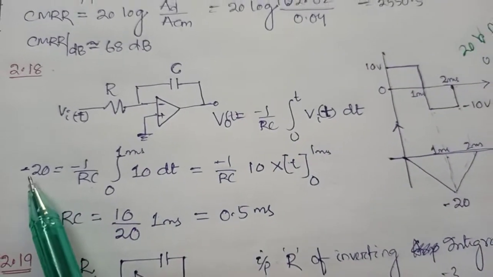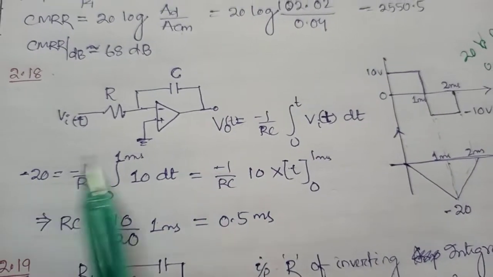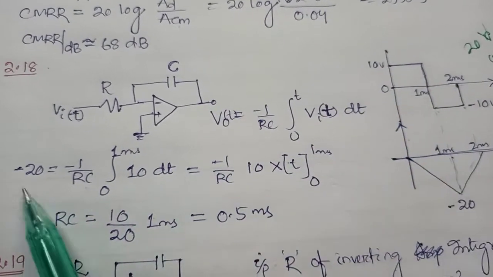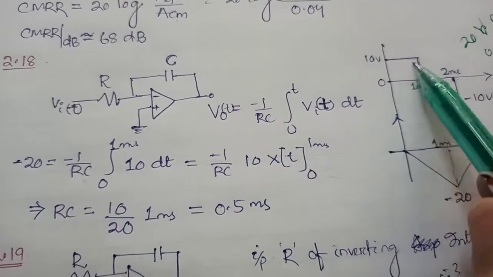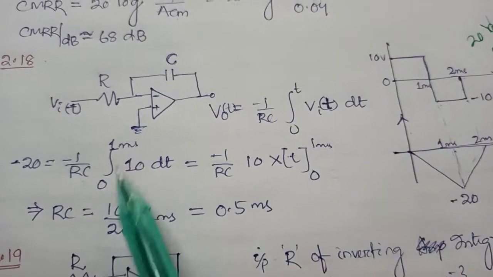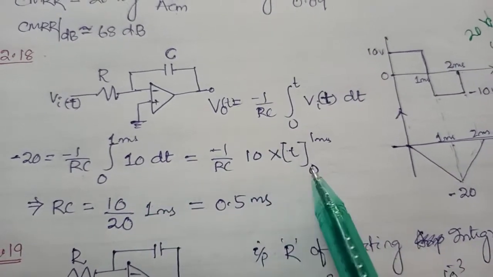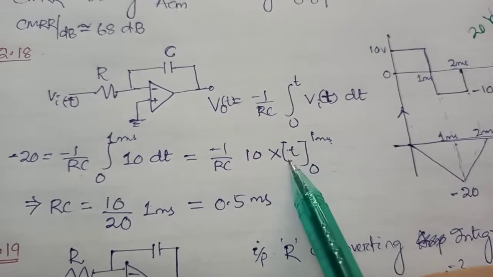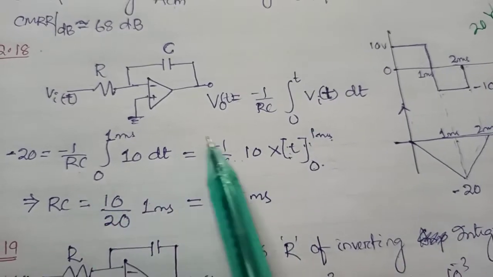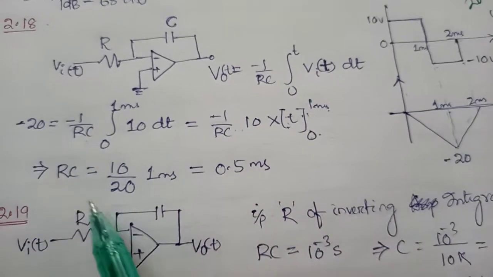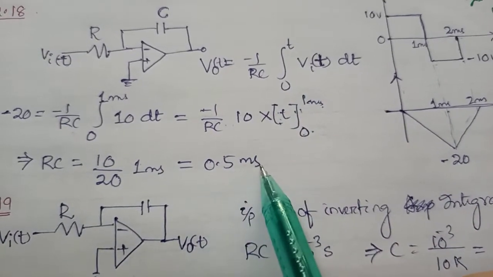You see, it is given the output is 20 volt, that is minus 20 volt, and the input is 10, so minus 20 equals minus 1 by RC integration 0 to 1. I am taking only this portion, 0 to 1, 10 dt. So that is 1 by C, 10 into t, if I put 0 to 1 millisecond, that is nothing but 1 millisecond minus 0 millisecond, because upper limit minus lower limit. So what will be the value of RC? The minus signs both cancel out. RC is nothing but 10 upon 20 into 1, which is nothing but 0.5 millisecond.